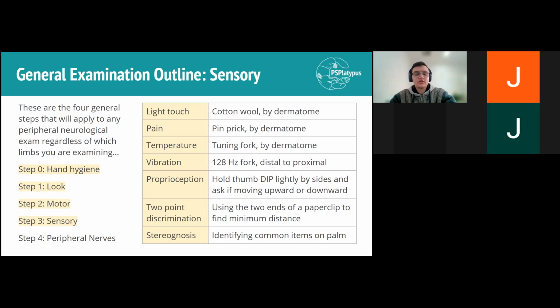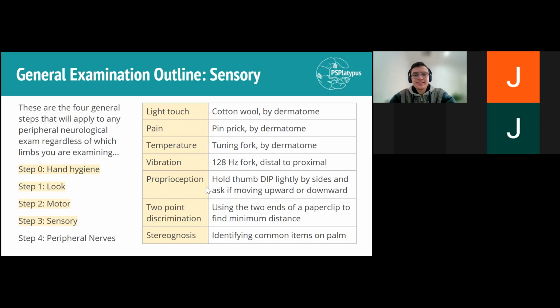For pain, you're having a pinprick, and you're going by dermatome. Same with temperature. You're using the back of a tuning fork, which is generally going to be quite cold, to be able to test each dermatome. And you're thinking about which specific nerve roots could be damaged that are causing a lack of sensation in any of these different types of sensation. Remember that temperature and pain have one spinal tract, whereas light touch and things like that will have a different spinal tract. So really think back to your physiology.